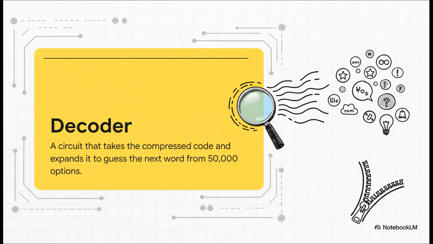And then you have the second piece, the decoder. And you guessed it, it does the exact opposite. It takes that little compressed numerical package and unzips it. It expands it back out and uses it to make a really good guess about which of our 50,000 words is the most likely one to pop up next. This whole encoder-decoder setup is just way more efficient.